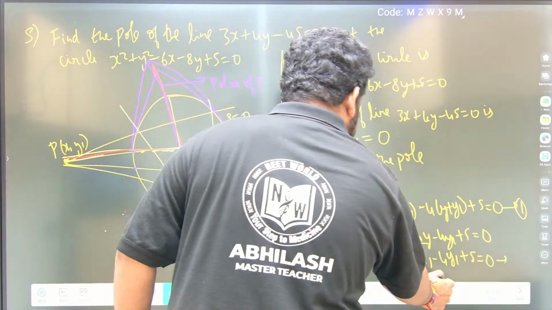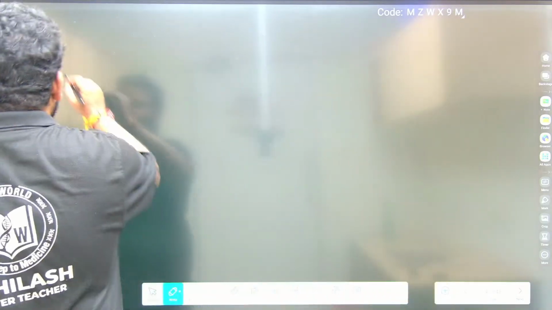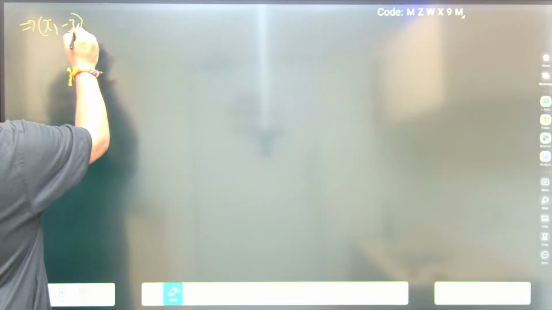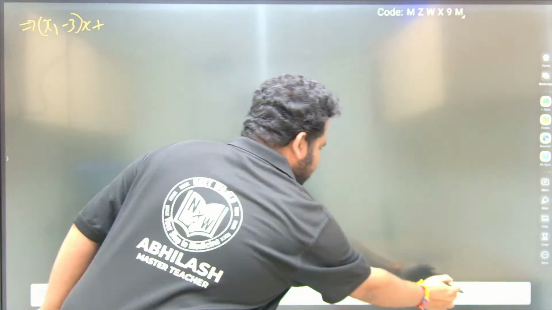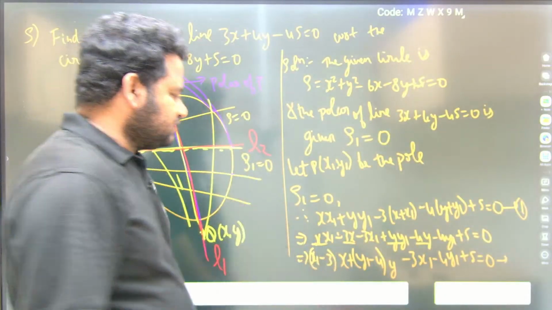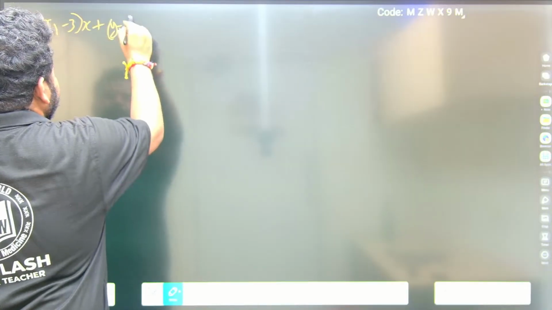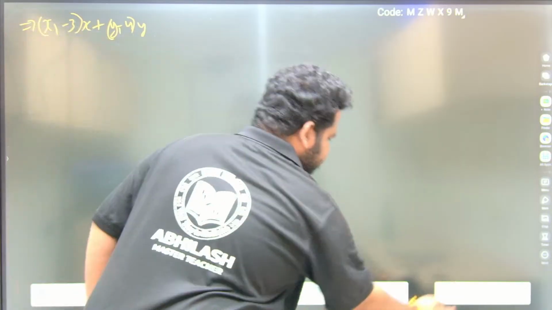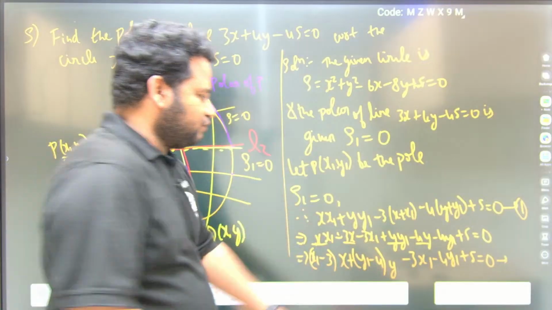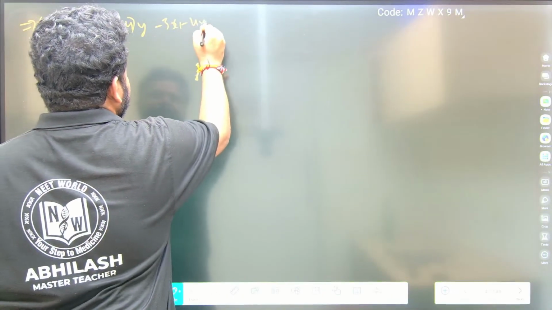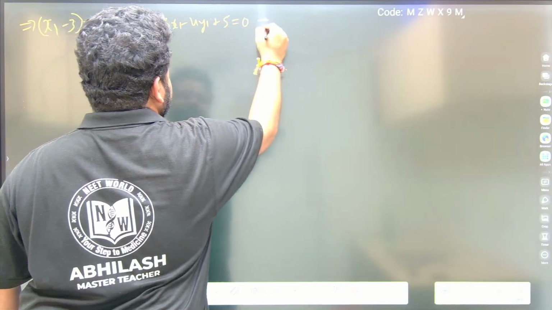Now what we are having? We are having (x1 minus 3) into x, plus, friends, (y1 minus 4) into y. Then the constants. The constants are minus 3x1 minus 4y1 plus 5, is equal to 0. Let this be equation 2.